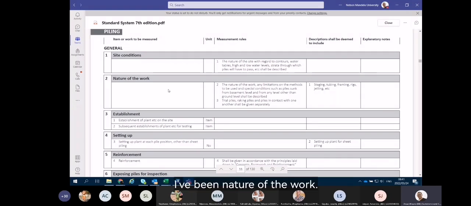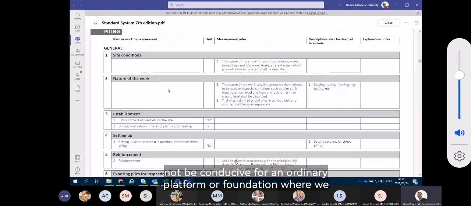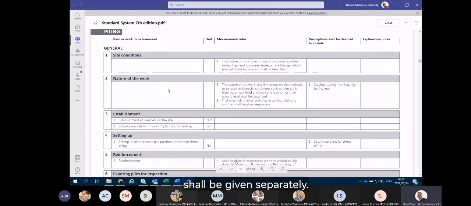Now, the nature of the work and any limitations on the methods to be used and special conditions such as piles that are sunk from a basement level and from any level other than ground level shall be so described. So we will not always get piles only from ground level. We might have a basement, and under the basement we find that the soil conditions would not be conducive for an ordinary platform or foundation, where we then would have piles, and we describe those as piles below our basement level. Raking piles and piles in contact with one another shall be given separately.